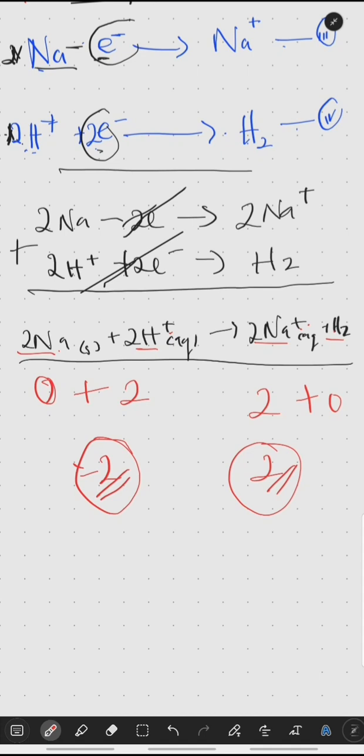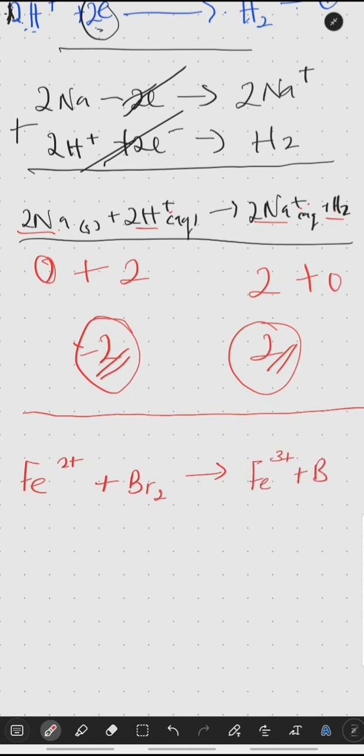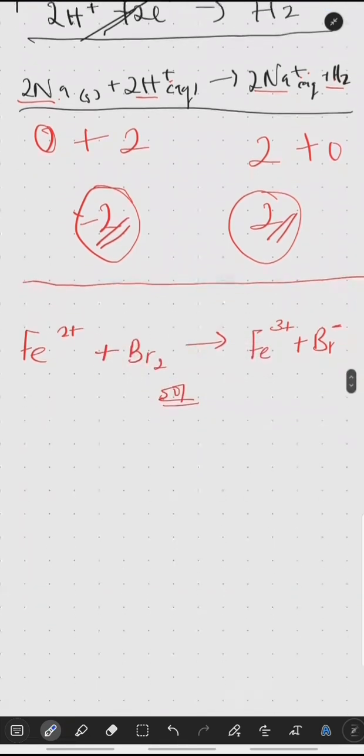Now let's look at another one so that you can understand better, which should be the last example under this aspect. Now let's say we have Fe2 plus Br2, that's bromine gas, and Fe3 plus Br minus. Now the solution: the first thing you're going to do here is to break it into 2 half equations. Don't forget, one will be reduction, one will be oxidation.